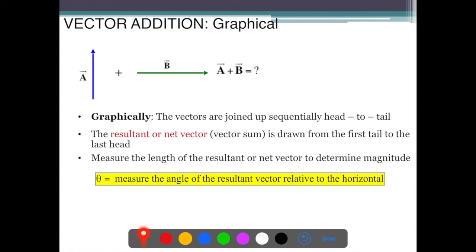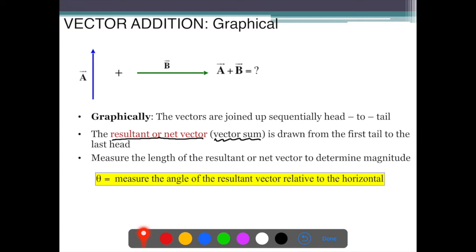So say you have here two vectors, vector A that's pointing upwards and vector B that's pointing to the right, and you want to add those two vectors to determine the overall effect, what we call the net or resultant vector. The net or resultant vector is the vector sum, which gives the overall or net effect of those two vectors when they're added together. So we want to find A plus B.